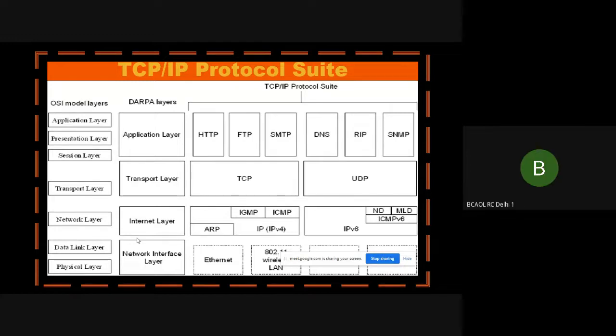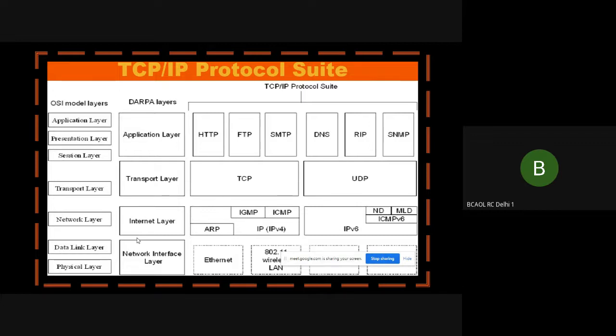Right. So we talked that each suite will have some kind of protocol which is working in each layer. These are the different protocols, but generally you will not get the protocols. You will only get what is the protocol, the definition. You will not get which protocol is working in which layer.